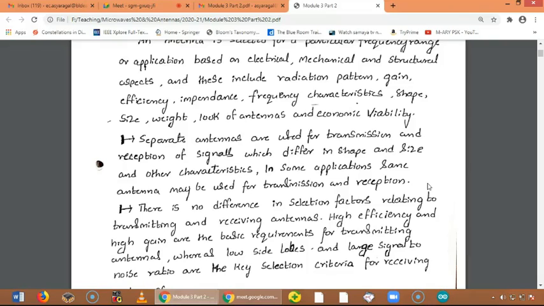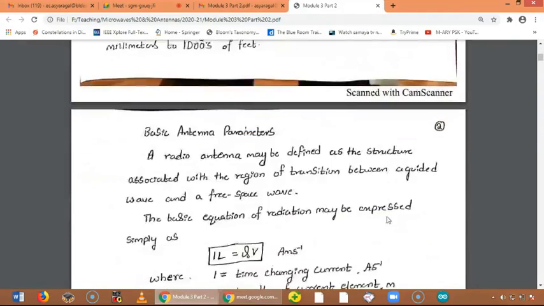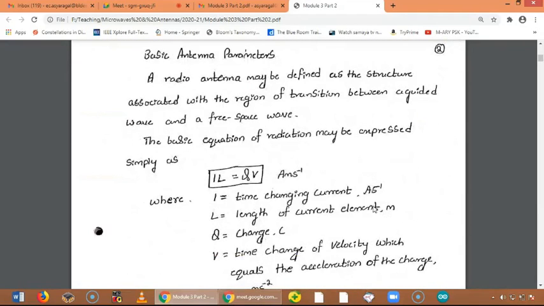Then the antenna size could vary from the very small, on the order of millimeters, to a few millimeters, or you can say thousands of feet. Now, this is just an introduction concerning the antenna basics. Let us move on to a little definition.